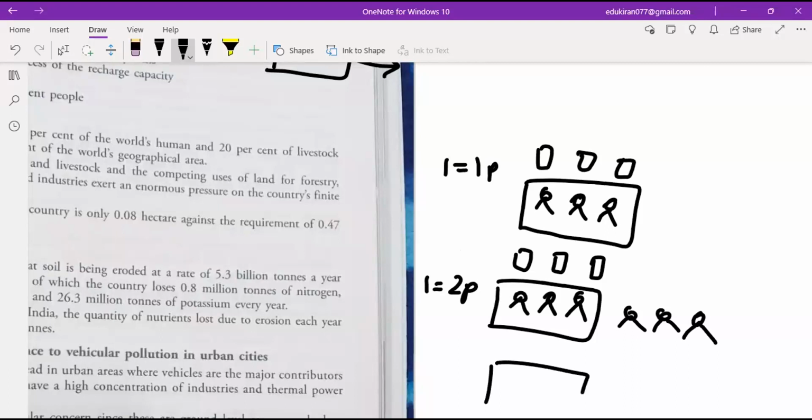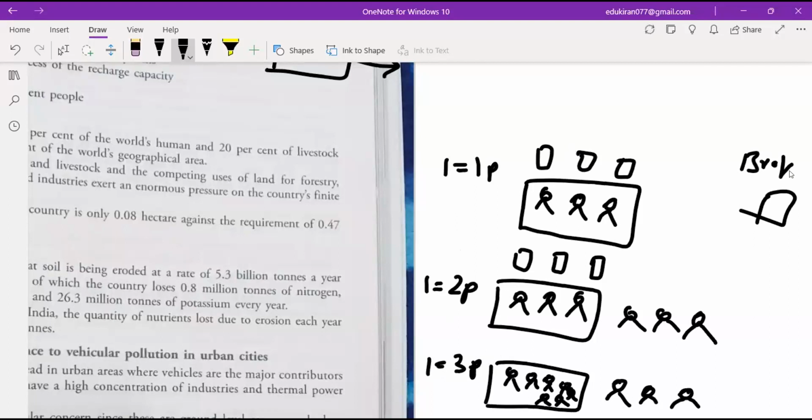Then three more people came. So already six people are here, and now three more came. So now it is one chair, three people. So what is happening? One time will come when the chair will break because of the overpressure. Yes or no? Yes, ma'am.